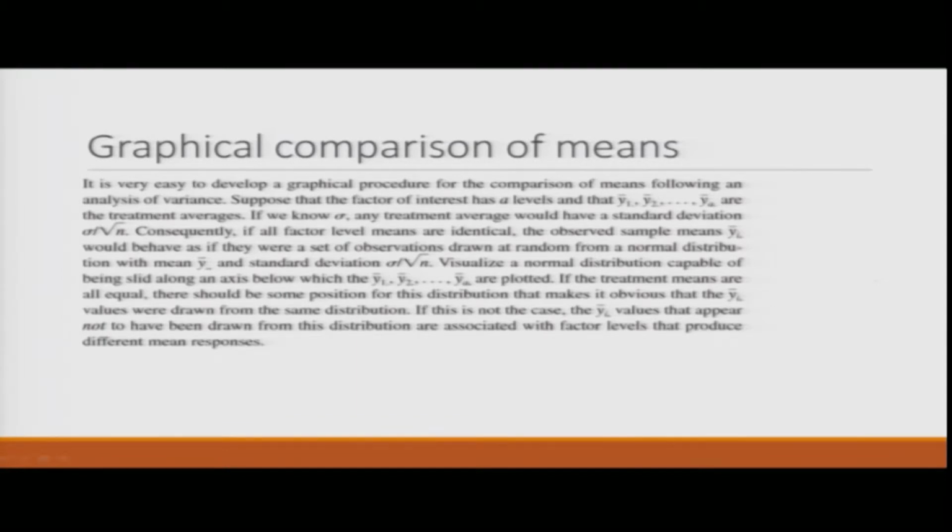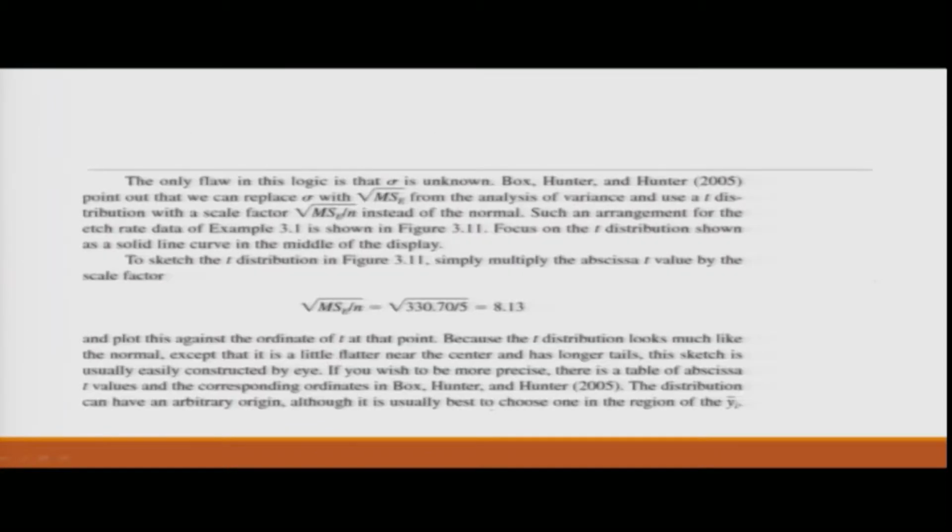If the treatment means are all equal, there should be some position for this distribution that makes it obvious that the y bar i values were drawn from the same distribution. If this is not the case, y bar i values that appear not to have been drawn from the distribution are associated with factor levels that produce different mean responses depending on the outcome of the experiment which is going on. The only flaw in this logic is that sigma is assumed known.